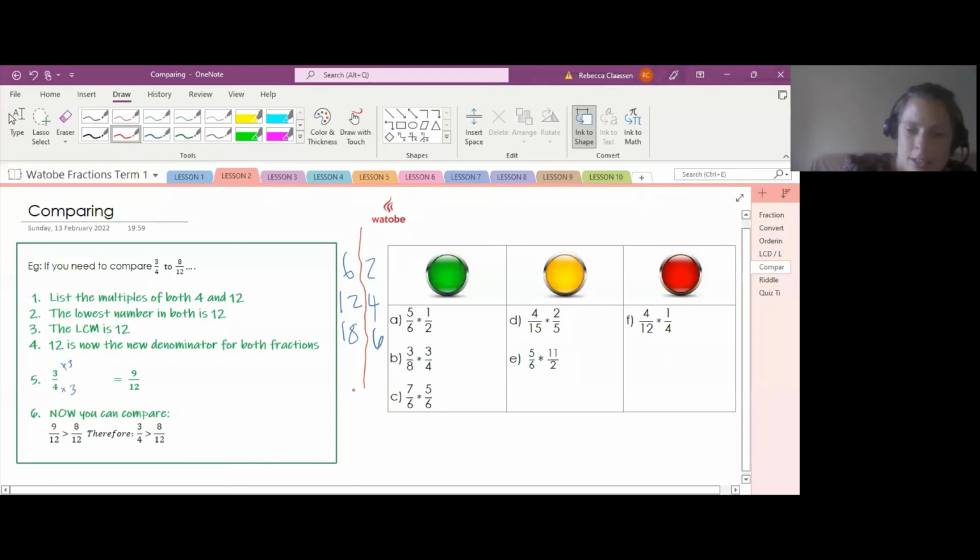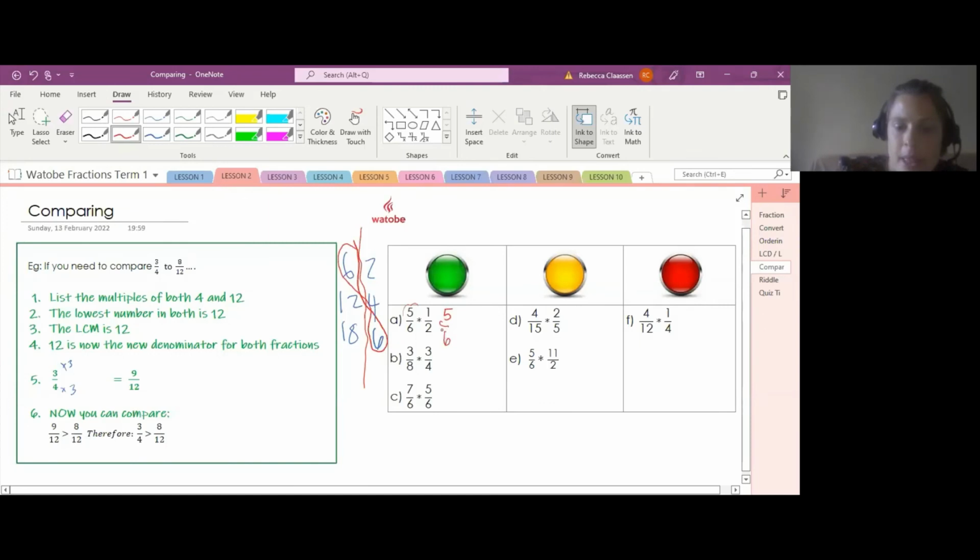I can't see it. 6. Didn't we start the 6 times table with 6? Now I see it. Do you see it? Yes. So 6 is my lowest number that I can find in both of the groups. So 6 is in both. So 6 is my denominator. And I didn't have to change this one because it's a 6. So I'm going to still have 5 over 6.